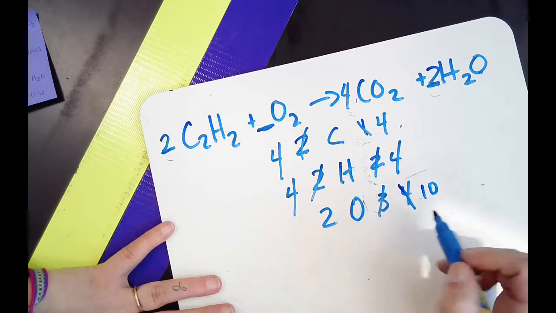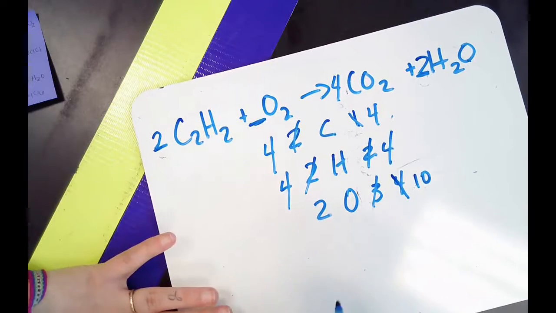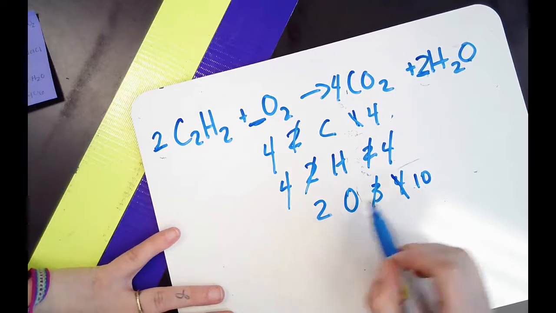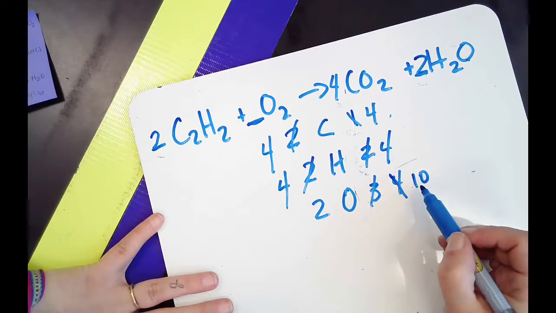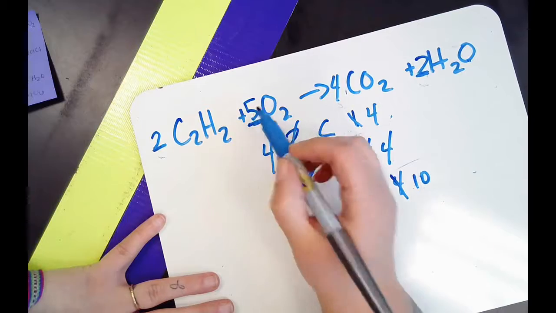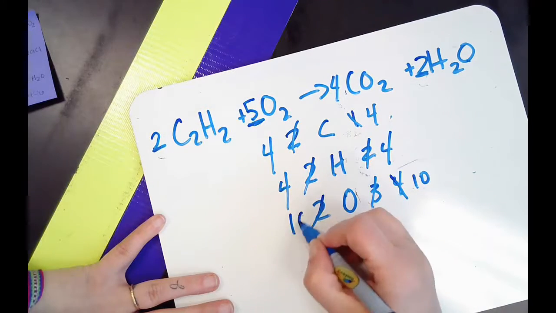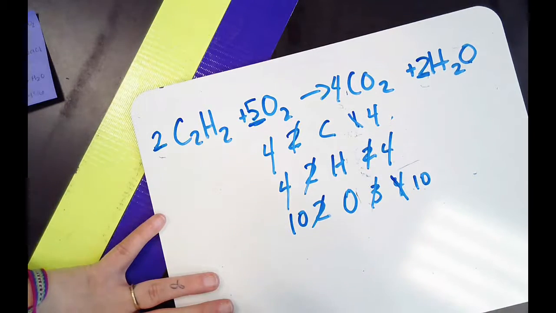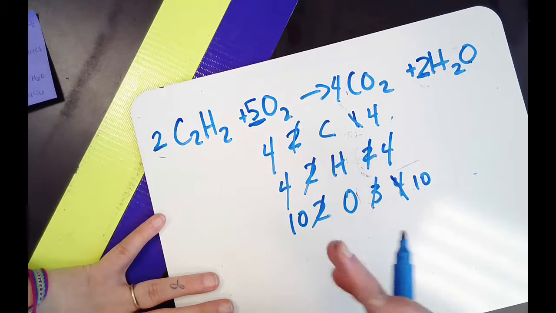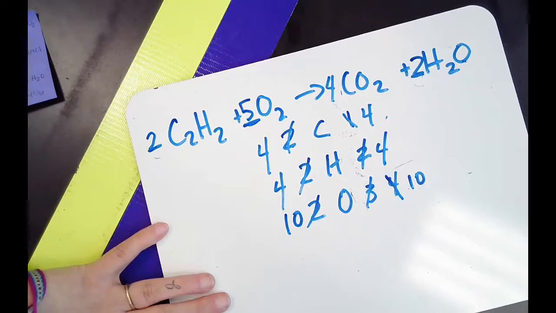I want to make my 2 turn into a 10. The only way to do that is to multiply it by 5. Now I have 10 on this side. Okay. Let me check my work because this is a kind of convoluted equation. Combustion equations can be kind of tricky sometimes because of that oxygen in 2 different places scenario. I want to check it.